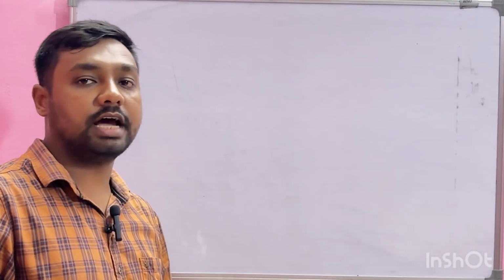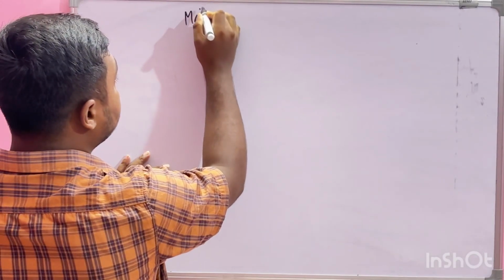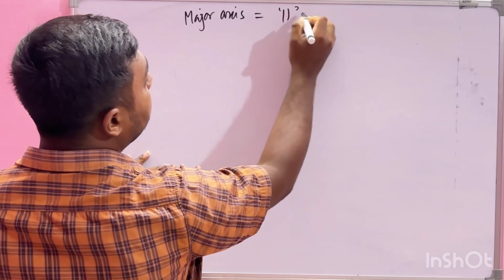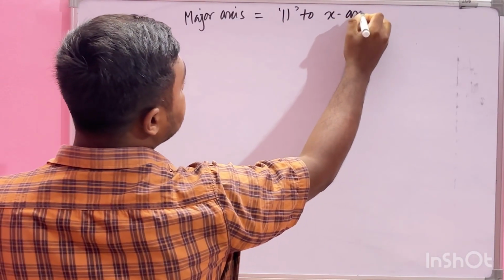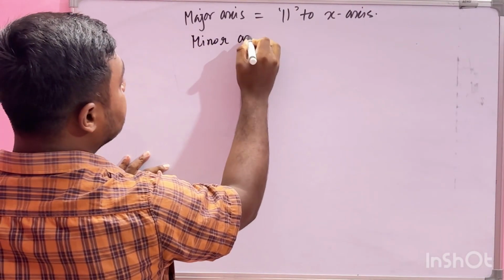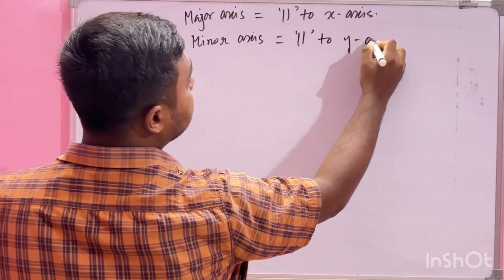Now let's discuss another ellipse for which the major axis is parallel to the x-axis and the minor axis is parallel to the y-axis.